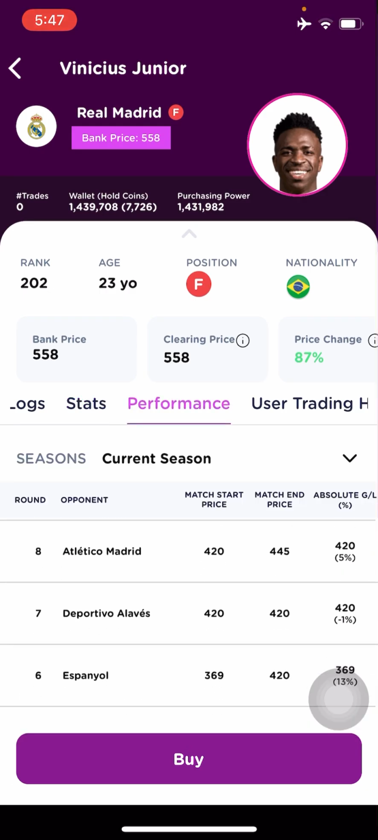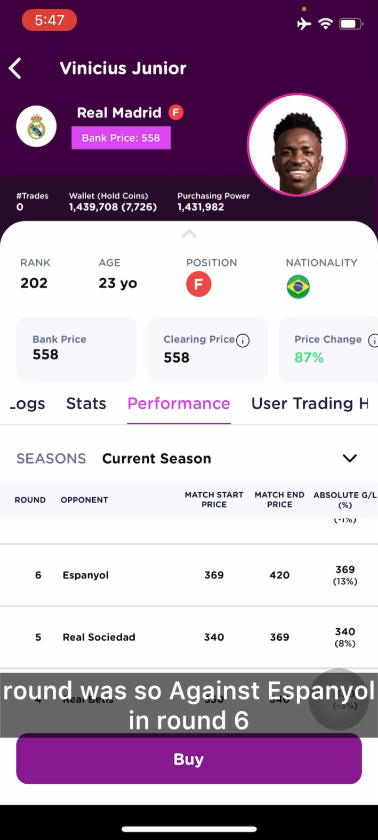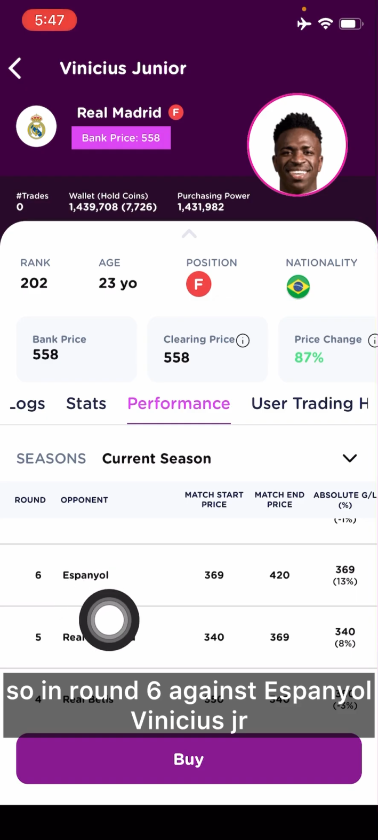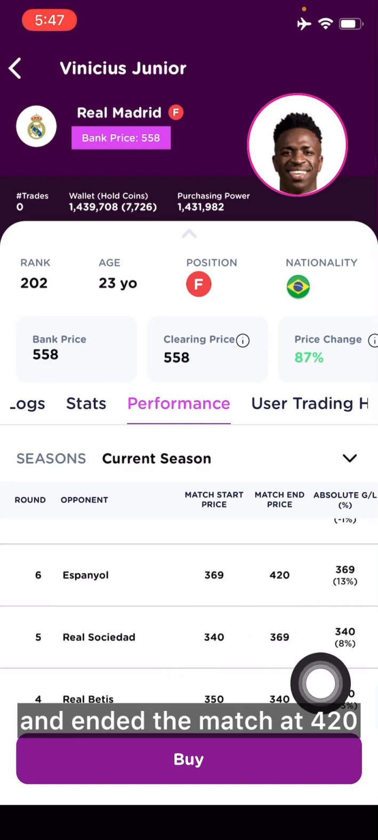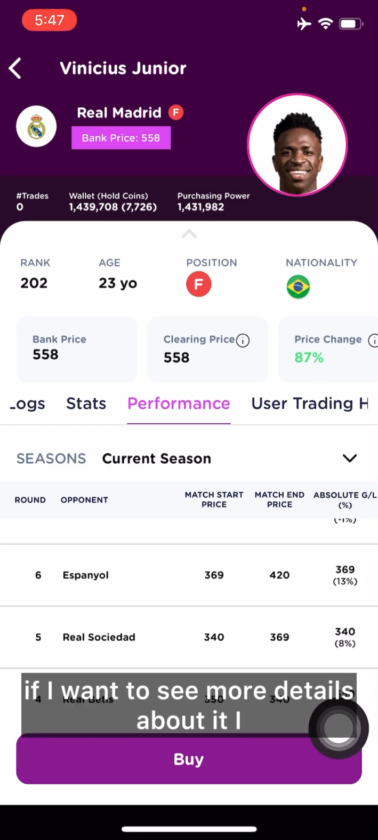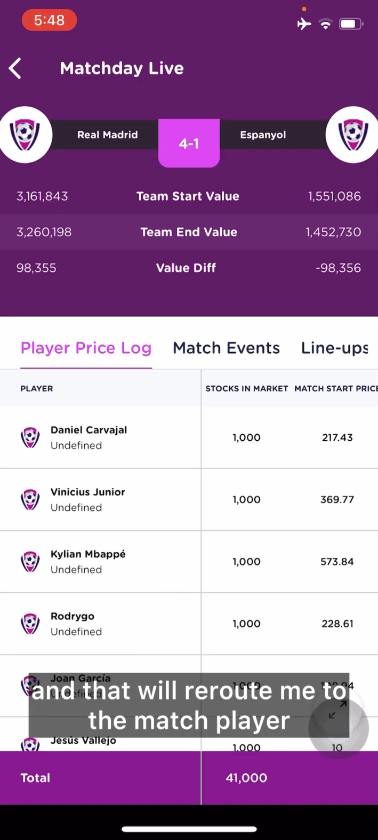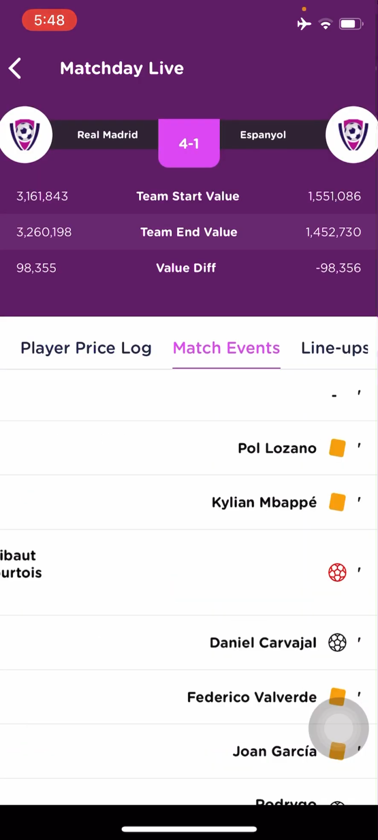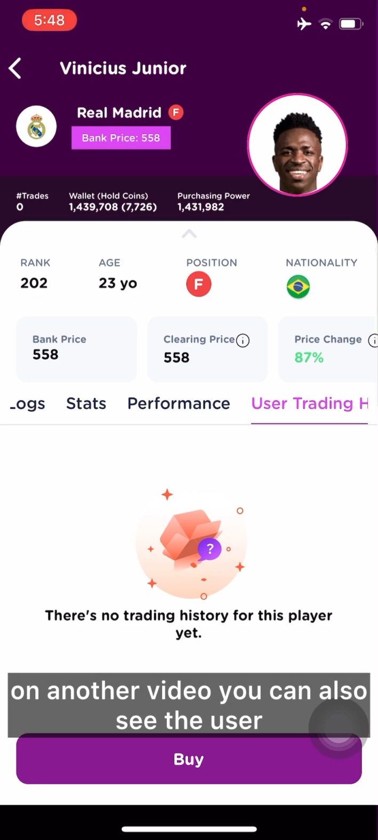Performance will show you how they've been performing every week, and what their match start price for this particular round was. So in round six against Espanyol, Vinicius Jr. started the match at 369 and ended the match at 420 with a 13% gain. If I want to see more details about it, I can also click on the name and that will route me to the match player, to the fixture log, and we will go through this in more detail in another video. You can also see the user trading history.